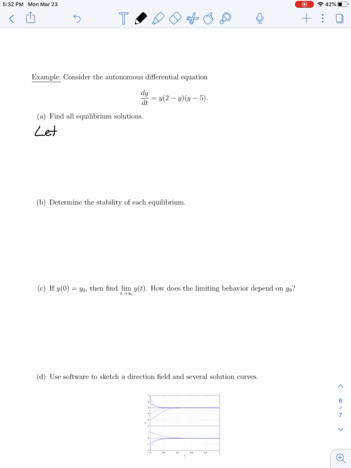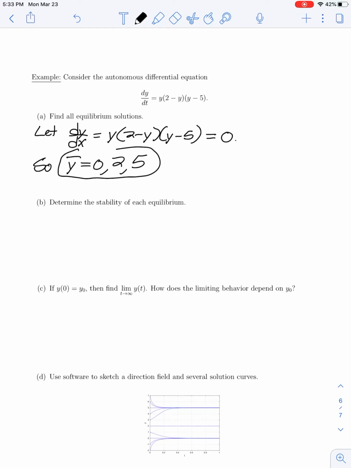So again, to find equilibrium solutions, we let our derivative, y prime, or dy/dx, which in this case is y times (2 minus y) times (y minus 5), and we set it equal to 0. And from here we can see directly there are 3 equilibrium solutions. y bar could be 0, 2, or 5. So here, 3 equilibrium solutions.